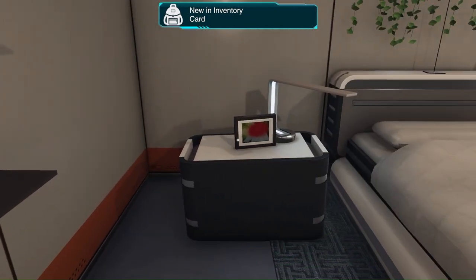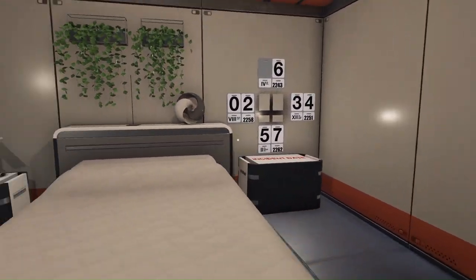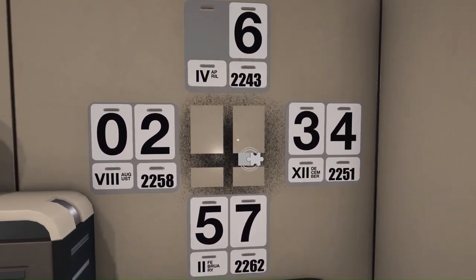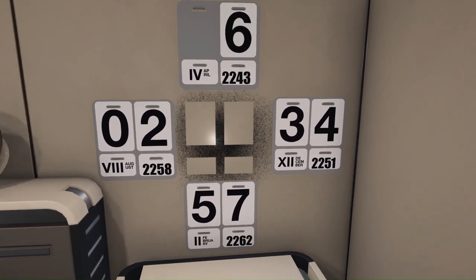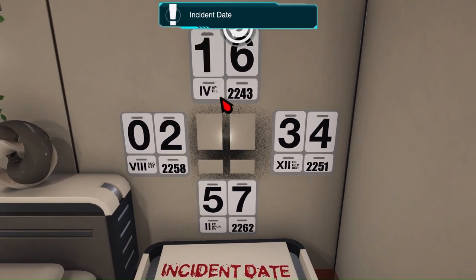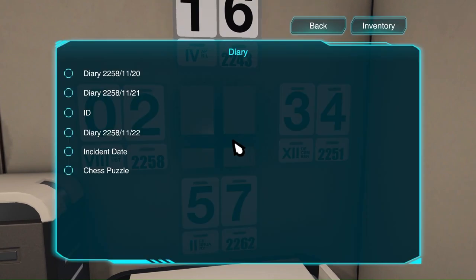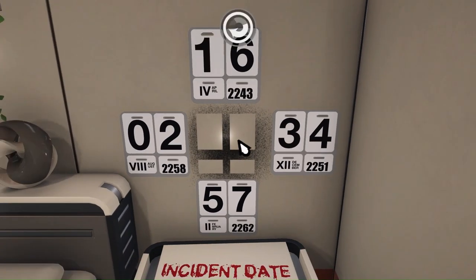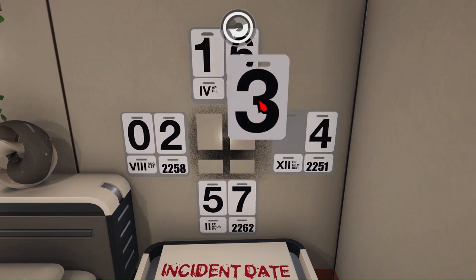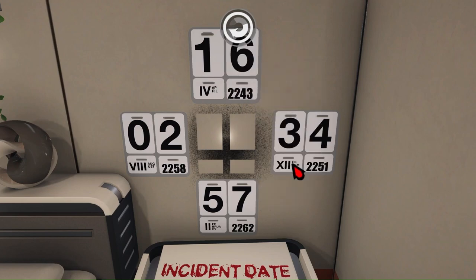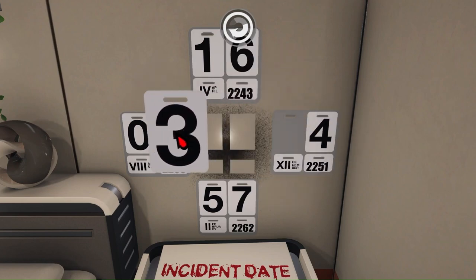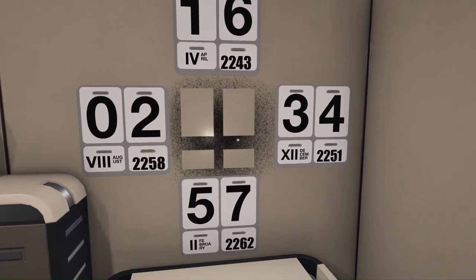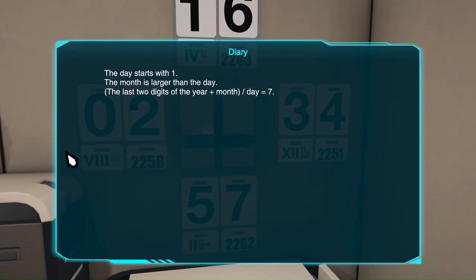Got a one. I am definitely not number one. Incident data. Oh, it's August, February, December. So what have I got to do? Oh, I got it. Okay, so I'm making it in the center. All right, that's fine. The day starts with a one. Okay, so it's one.